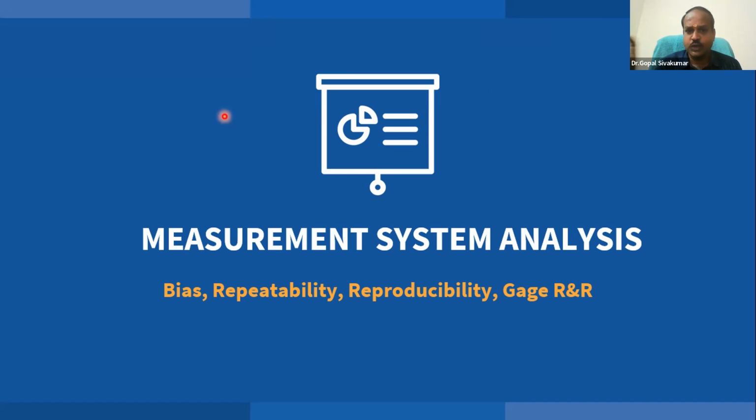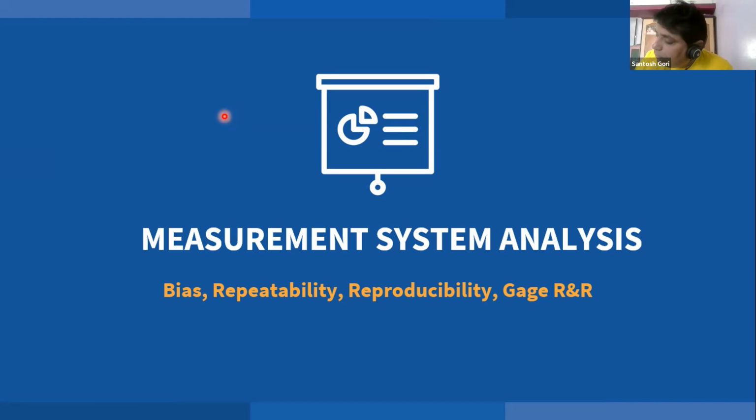The person making the measurement. Very good. He is also an element in your measurement system. He can also sometimes become the source of error. The person is called the appraiser, and the sample itself. Very good. If the sample is too small, you can't hold it. That could become a source of error, isn't it? So the sample itself is an element.